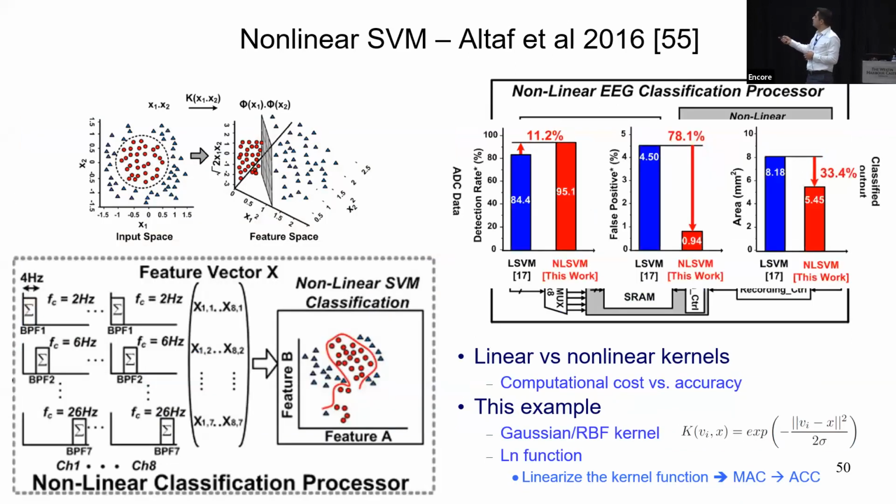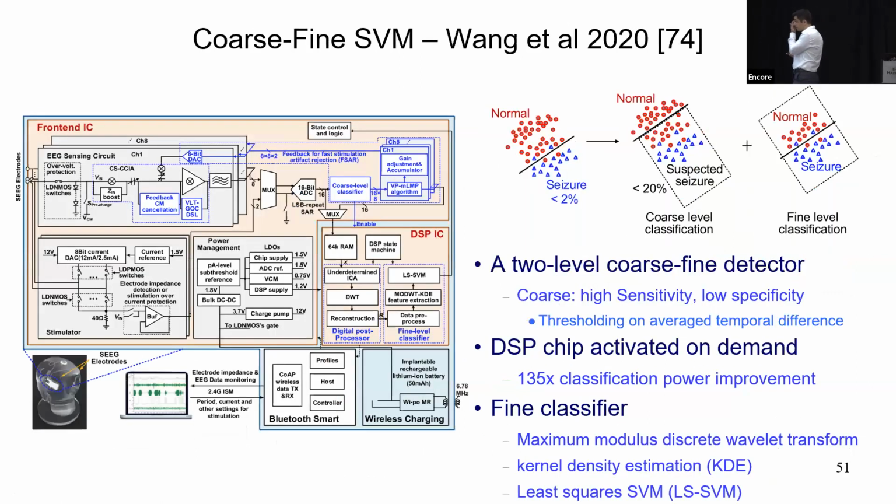Okay, they showed that going from linear to nonlinear SVM, they could get a lot better sensitivity. They reduced the false positive rates by a lot, and in terms of area, they're using less than the linear SVMs. So in terms of energy efficiency, they're doing comparable with linear SVMs.